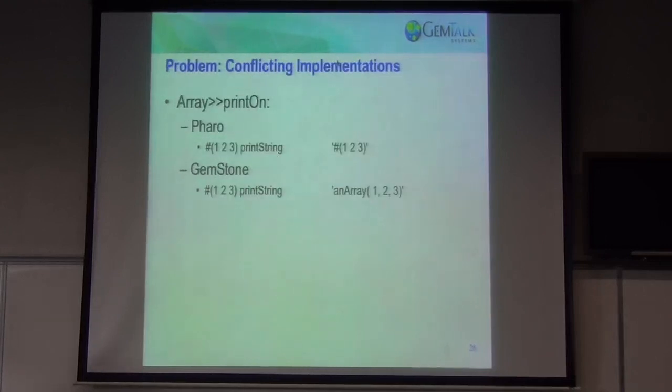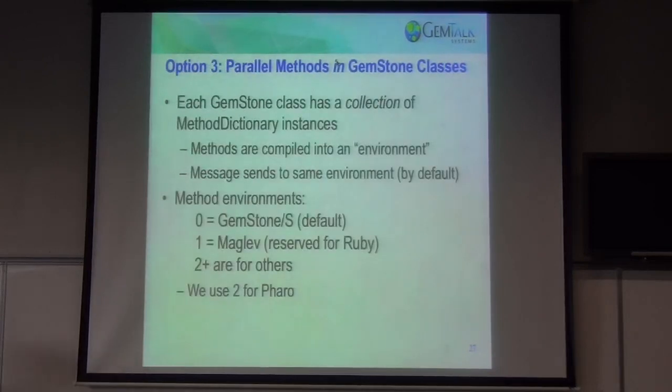So we want to be able to have different implementations of printOn in array. So in Pharo, print string gives us this string. In GemStone, print string gives us a different string. And we have to use the same class, but we want to have different methods. So in GemStone, we have a capability of creating parallel method hierarchies. So not only can you have parallel classes or globals, we can also have parallel methods.